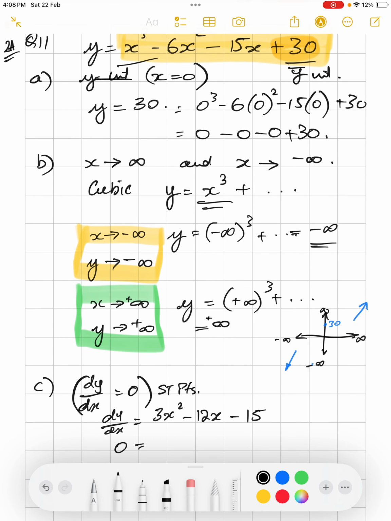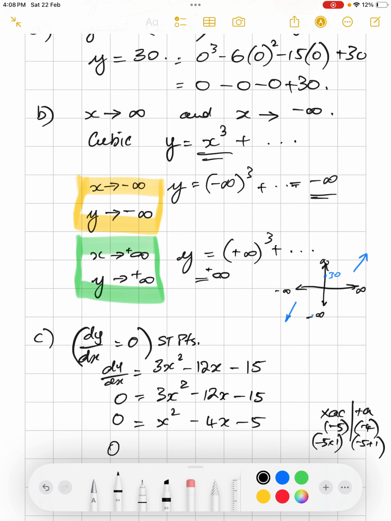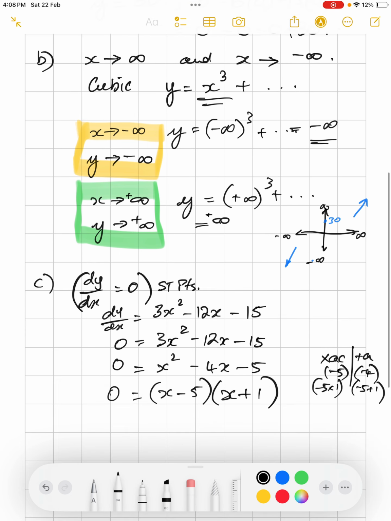Now we let that equal to 0, and we could divide everything by 3, x squared minus 4x minus 5. Two numbers that multiply to give AC and add to give B. So AC is negative 5, B is negative 4. So negative 5 times 1 is negative 5, and negative 5 plus 1 is negative 4. So if we factorize this into x minus 5 and x plus 1, therefore x minus 5 will be 0, or x plus 1 is equal to 0. Solving this, x will be 5, x is negative 1. So there's two stationary points.